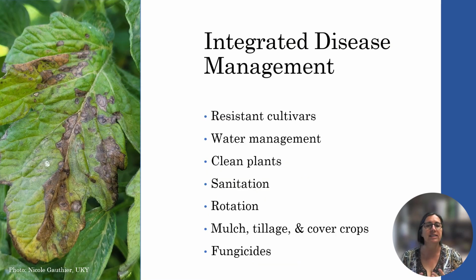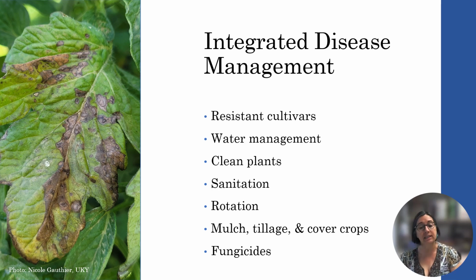So we use the disease triangle to take advantage of all the tools in our disease management toolbox. Integrated pest management, what we call IPM, and in this case, integrated disease management, forces us to consider more than fungicides when we manage disease. So these tools include using resistant cultivars.